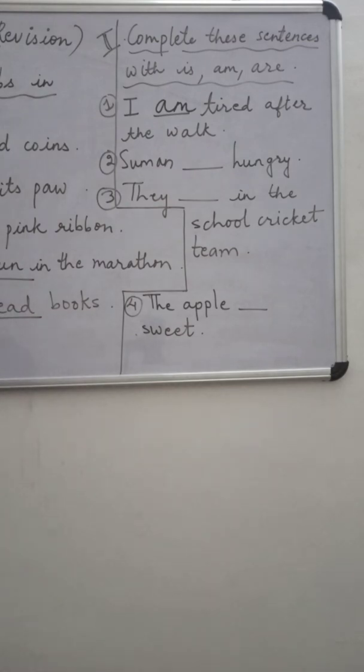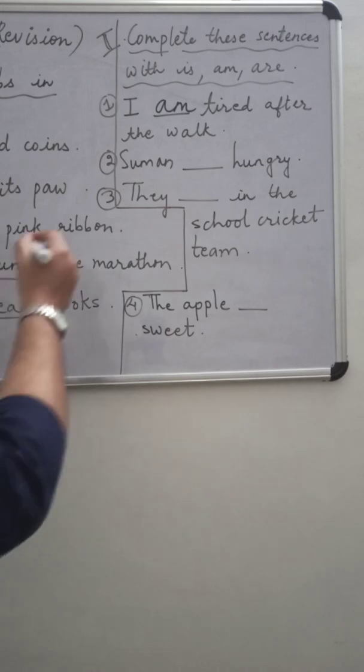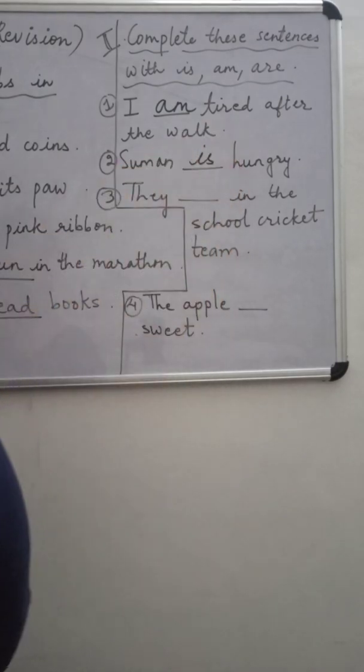Second one, Suman dash hungry. So here we are talking about a singular noun. So for a singular noun, we use the helping verb is. So we'll write is. Suman is hungry.